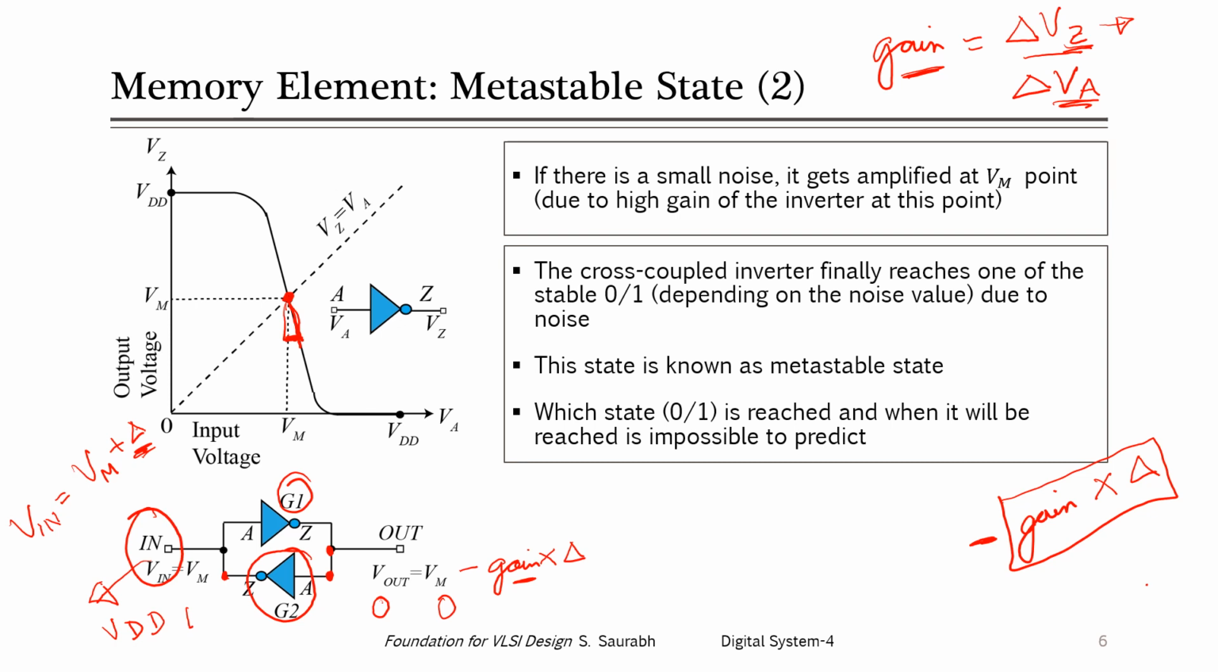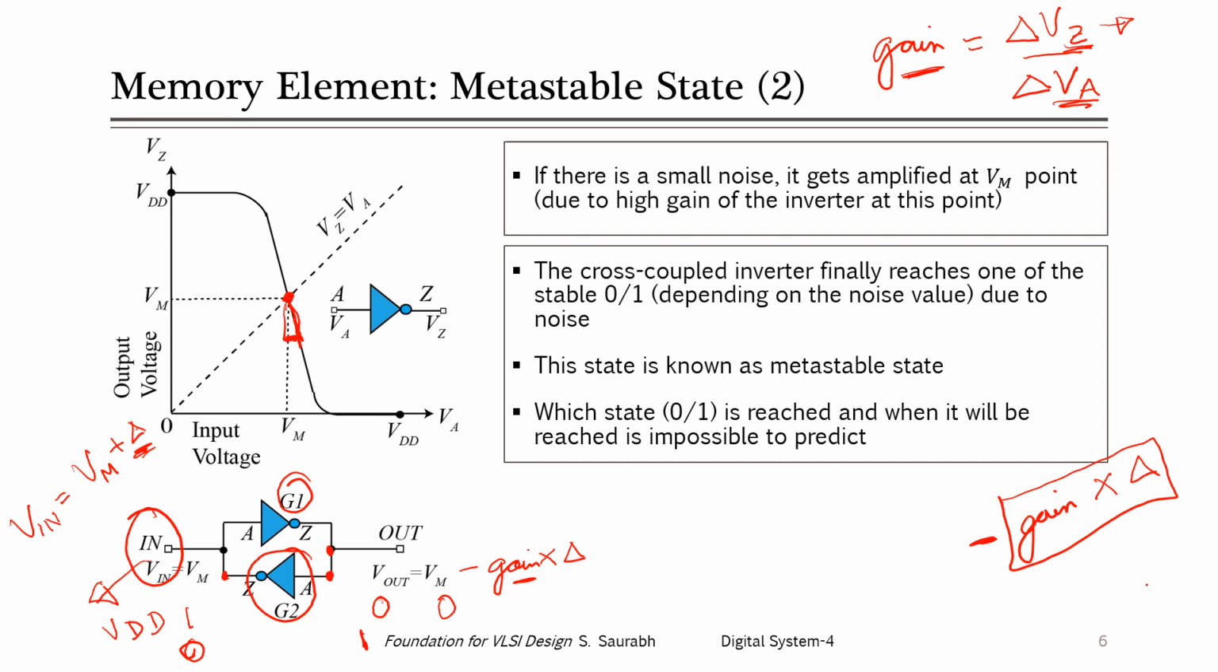Now, if we consider that the noise voltage was in the opposite direction, meaning that the input changed slightly towards 0 volt, in that case again the system will move towards a stable state, and in this case the stable state will be 0 1, rather than 1 0. So in summary, the cross coupled inverter finally reaches one of the stable states, 0 1 or 1 0, depending on the noise value, or the sign of the noise, whether it is positive or negative with respect to Vm.